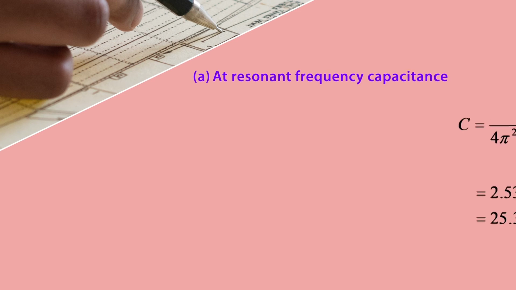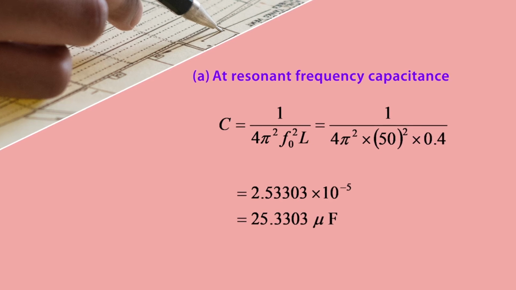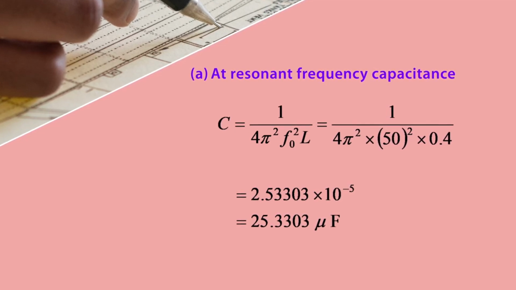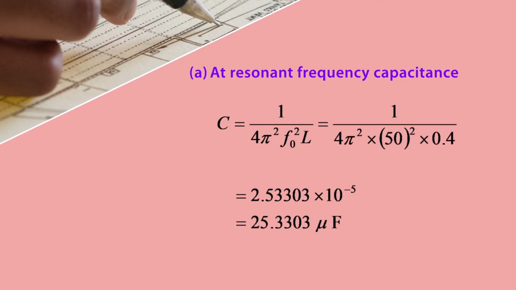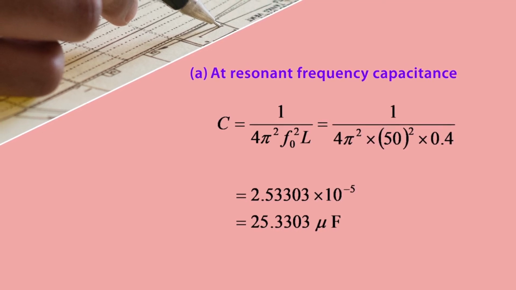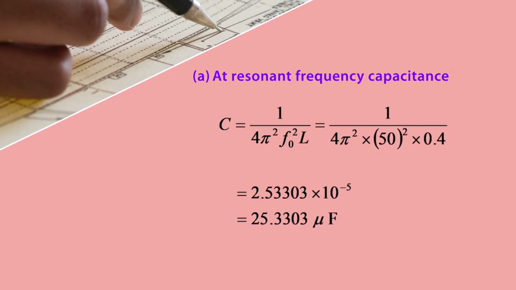So at resonant frequency, capacitance can be written as C equal to 1 upon 4 pi square F naught square into L. Just put the value of F naught, which is given as 50 hertz, and the value of inductance, which is given as 0.4. After solving this expression, the value of capacitance comes out equal to 2.53303 into 10 to the power minus 5, or you can say 25.3303 microfarad. By this means you have calculated the value of the capacitance.